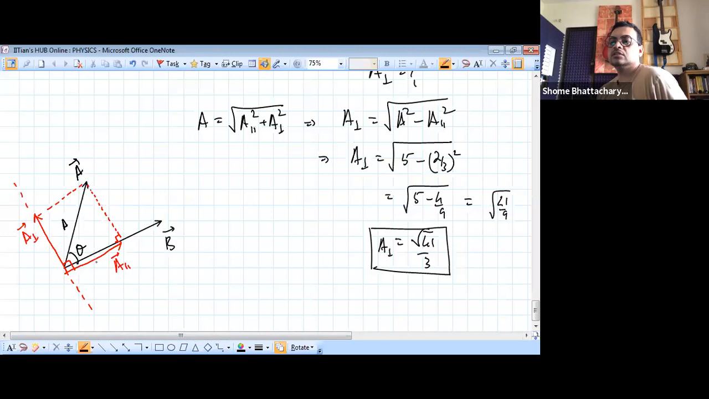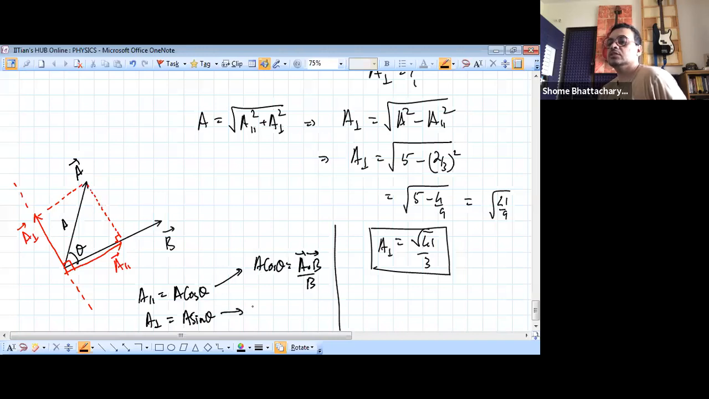So you can see that this component will just become E cos theta and this component will just become E sin theta. Now given A and B in component form, what is the easy way of finding E cos theta? E cos theta is nothing but E dot B divided by mod B. And given now you know E cos theta, what is the easy way of finding E sin theta? It is square root of E square minus E cos theta the whole square. So that is how we have done the calculation here.